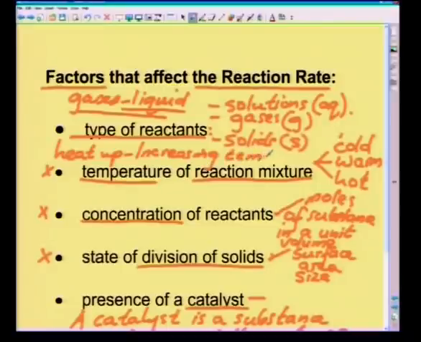So, increasing temperature. When you do that, you make things take place faster. So here, all these make the reaction faster. You're making the pace of the reaction faster when you heat things up.